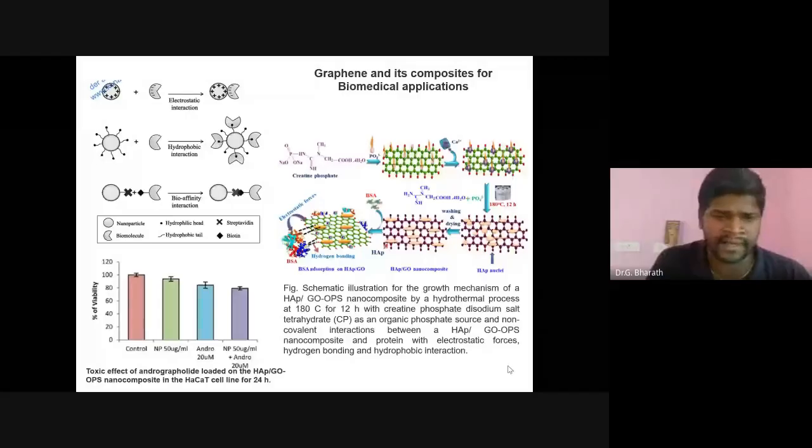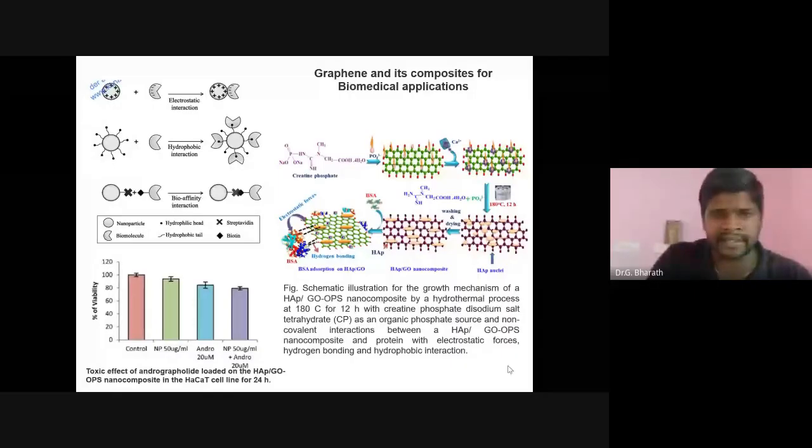Okay, they loaded that andrographolide drug to the hydroxyapatite and graphene nanocomposite, and then it is easily delivered to the cancer cell lines within 24 hours. So almost half of the cancer cells were killed within 24 hours. So the people have developed the hydroxyapatite as a vehicle to carry the andrographolide to the cancer cell lines. So these are engineering materials. These may be useful for biomedical engineering applications.